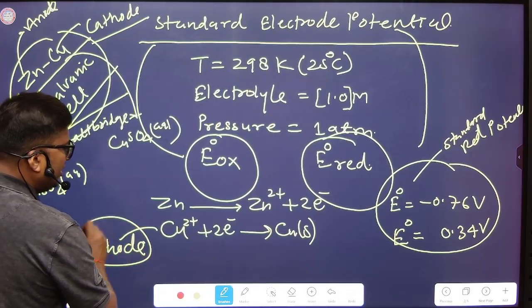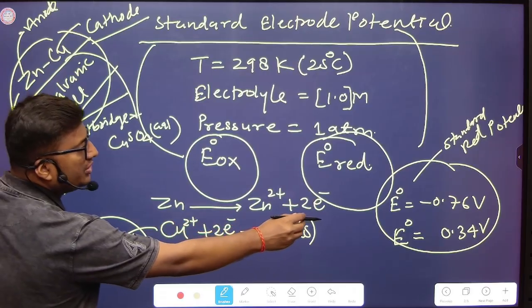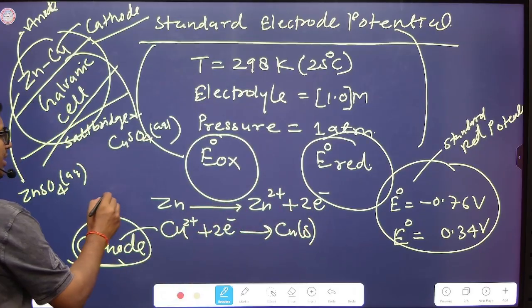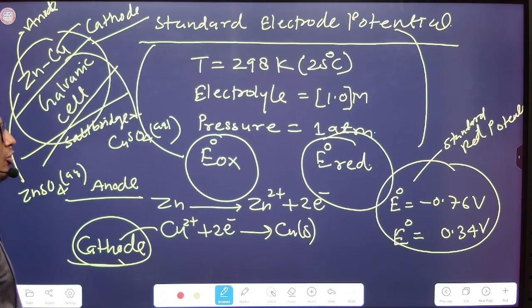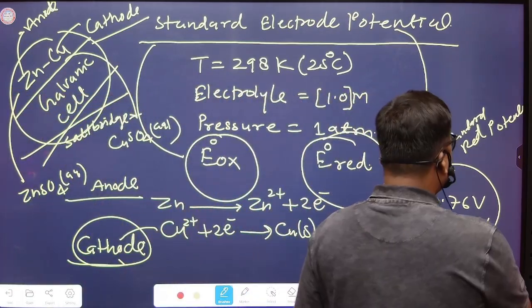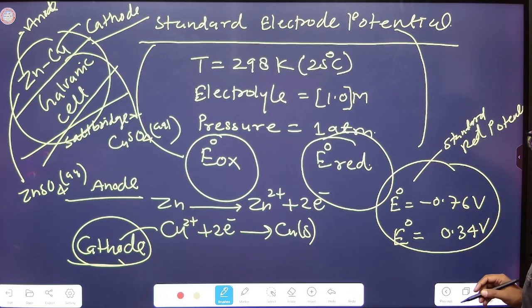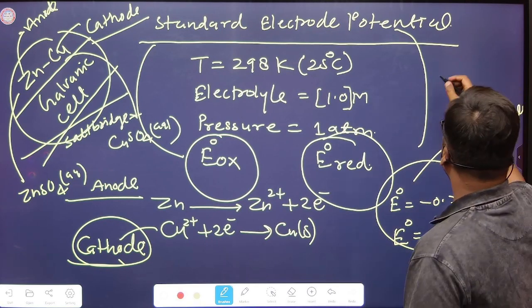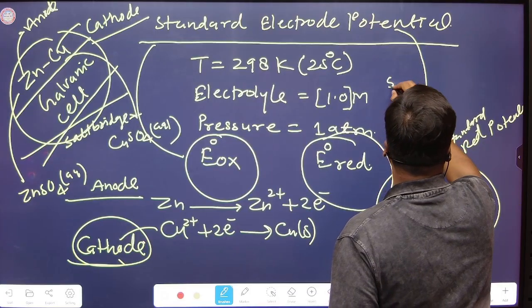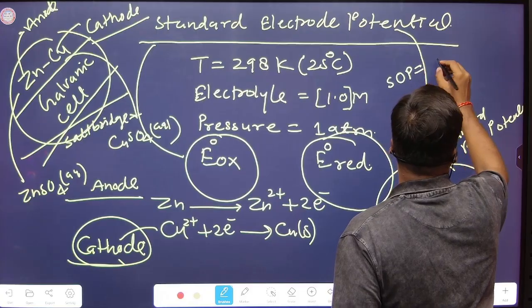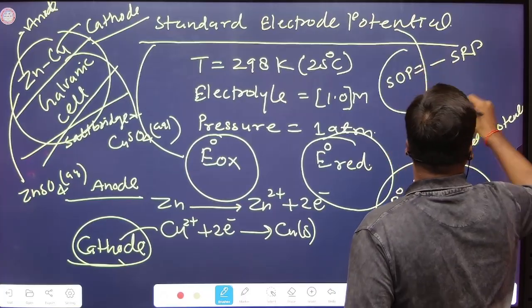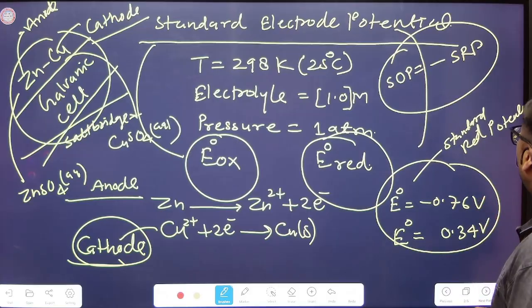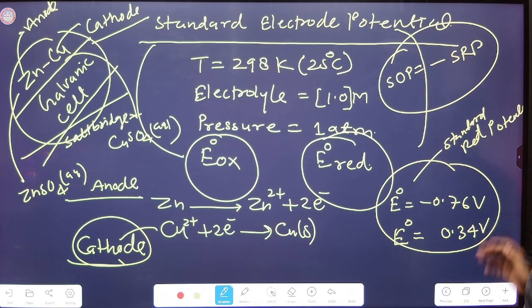So cathode potential is higher because of positive 0.34 volt, and this occurs at anode, right? So anode potential is lower because it has negative value. Both these values are standard reduction potential, and standard oxidation potential is the negative of standard reduction potential, right? So what will be the opposite value? That will be the negative of the standard reduction potential.